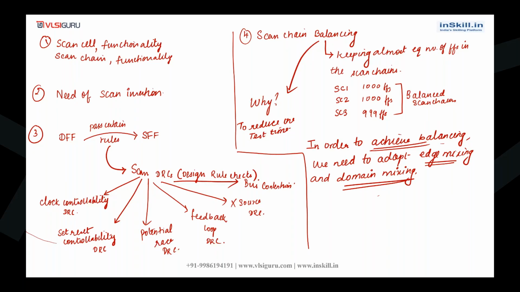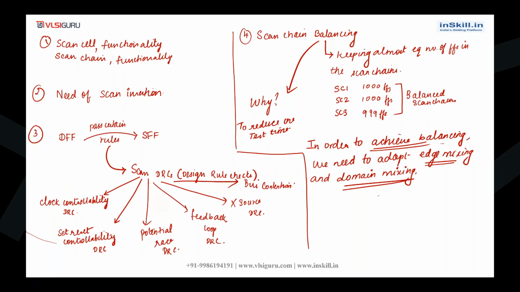Okay, so scan chain balancing means keeping almost equal number of flops in the scan chains. And why do we need to go for scan chain balancing? In order to reduce the test time. And how, if you go for scan chain balancing, are you able to achieve reduction in test time? We will explore it in order while doing the regular course, we'll try to understand that.